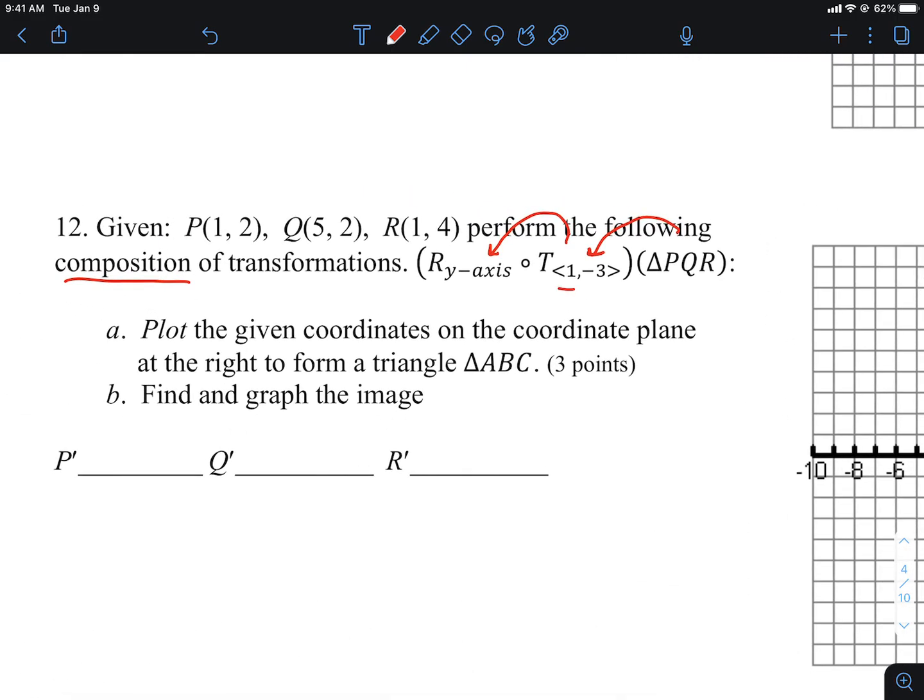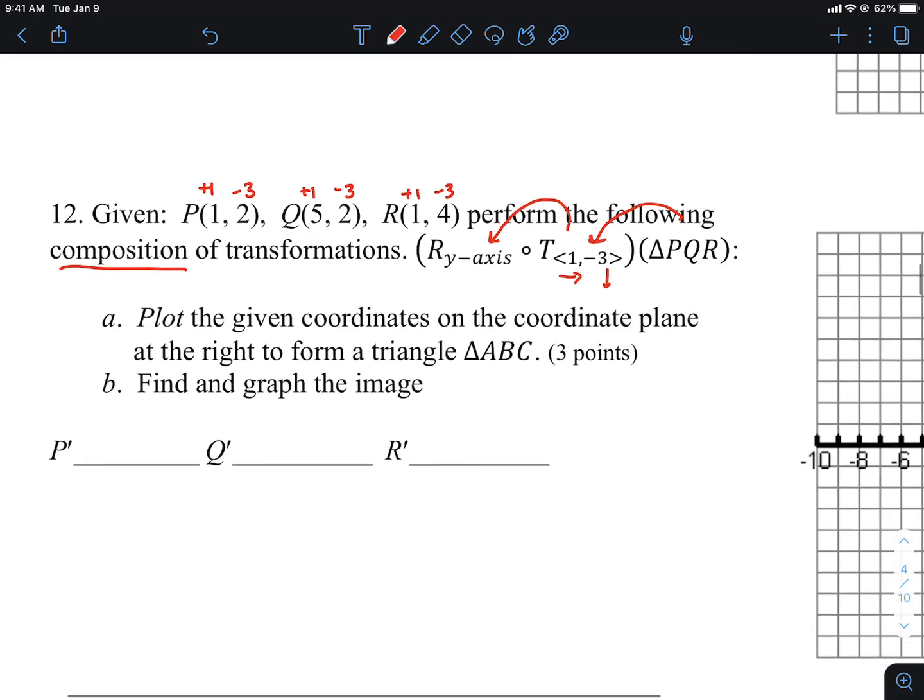This first thing here tells us to go right 1 and then down 3. In my opinion, it's easiest when you're doing multiple transformations to do this one at a time. So what that means is add 1 and then subtract 3 to each corresponding x comma y value. So add 1, subtract 3, add 1, subtract 3.